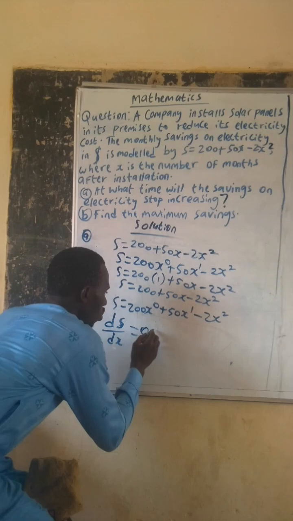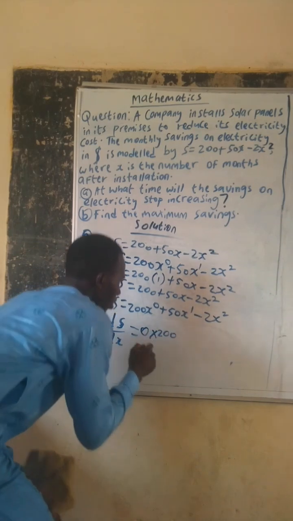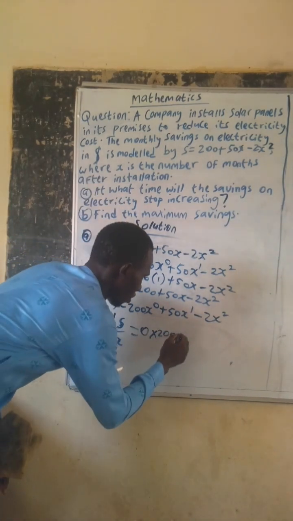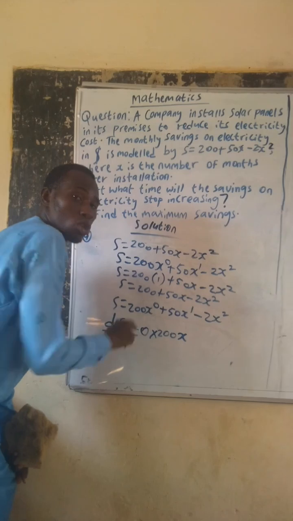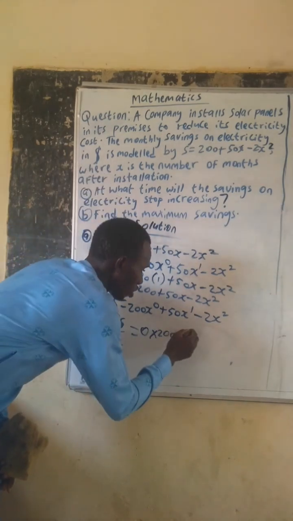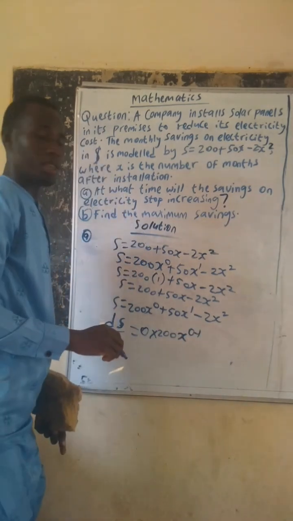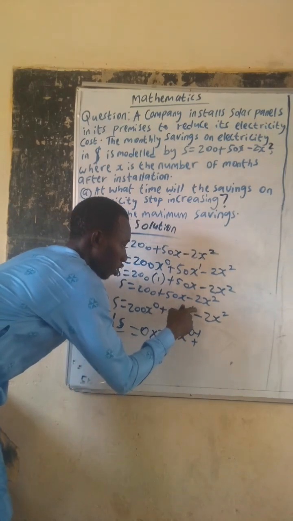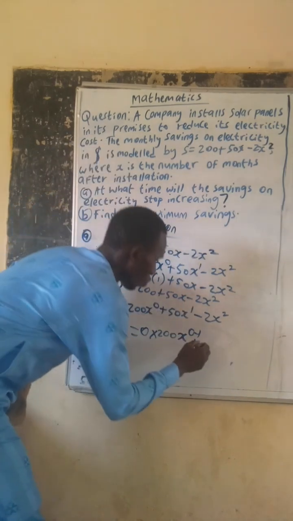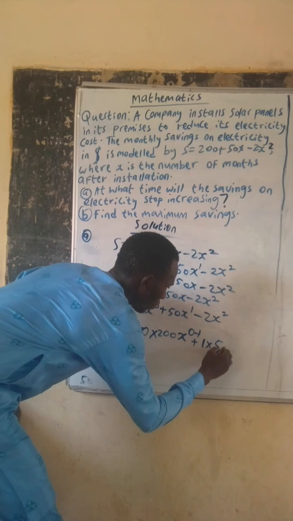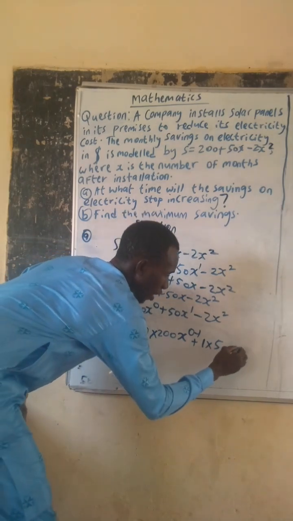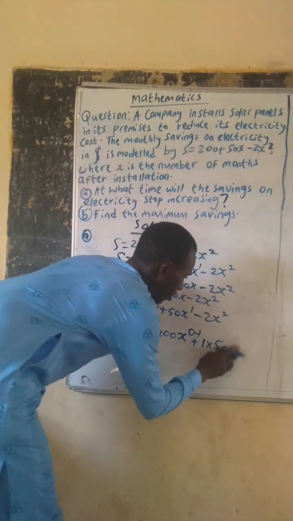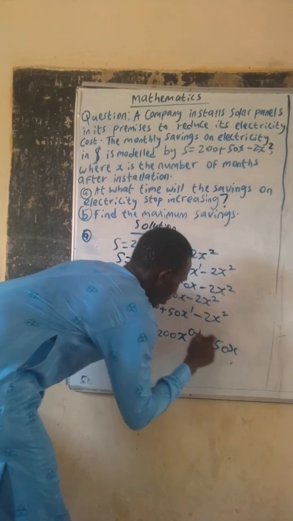We have 0 multiplied by 200. Then we have x. Then we are going to subtract 1 from the power, which is 0 minus 1. Are you getting me? So we have what now? Plus 1, we are going to multiply by 50. 1 multiplied by 50. Then we are going to have x. Right?